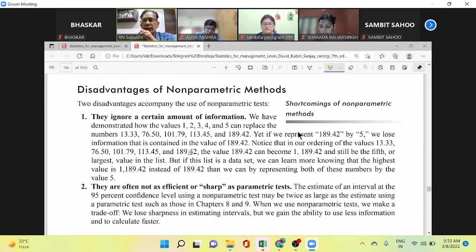Advantage, disadvantage, all of you note it down. It's a self-reading: what are the advantages and disadvantages of non-parametric tests. You have to make a small note that is important from the exam point of view. It's very easy, you have to read it yourself. Next.